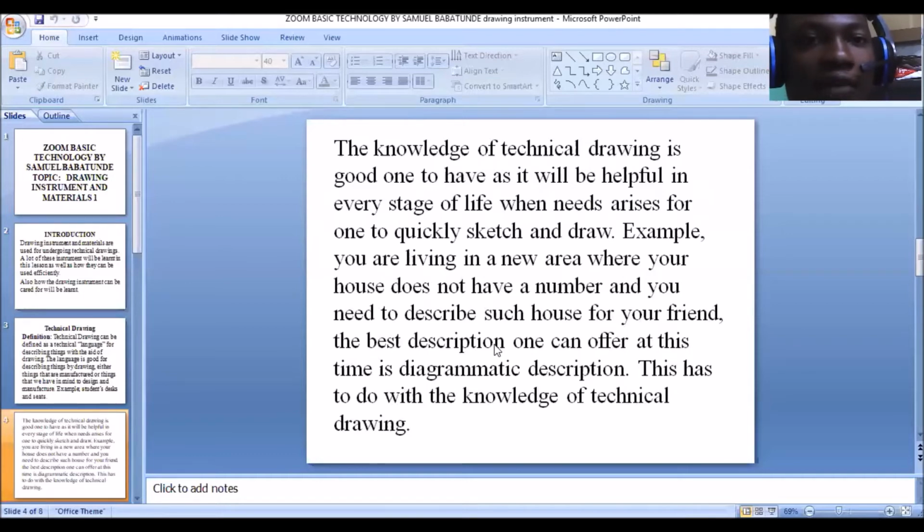For you to describe your house which doesn't have a number, you have to put it into drawing. Once you put it into drawing and send it to your friend, seeing the road, every road that is connected and where your house is located on the drawing, he will find it easy to locate your house. So this has to do with the knowledge of technical drawing. That is why we've come today to see that technical drawing is a technical language, a language whereby we describe things by drawing them, things we want to manufacture or even for description.